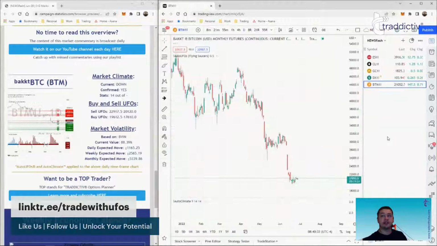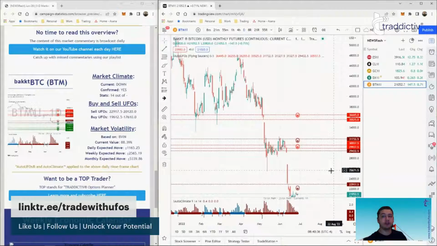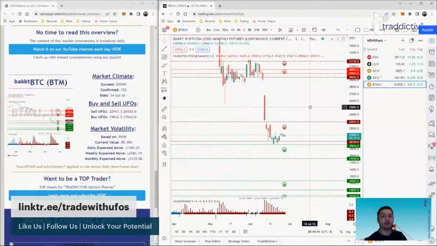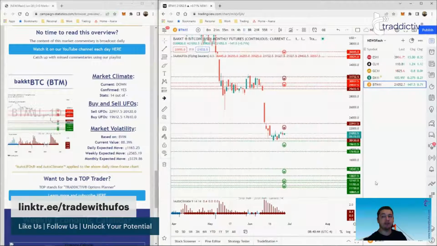Last but not least is Bitcoin. So Bitcoin, after falling off the 30,000s, looks like it wants to hold here around the 20s. Not that we don't have multiple UFOs down below, but currently it is in a confirmed down climate for 14 days. The sell UFO that price is currently at is 22,917.5 to 21,20, and a buy UFO 19,612 to 17,610 is the one that is close by. BVIN is always elevated volatility, 1165.25.